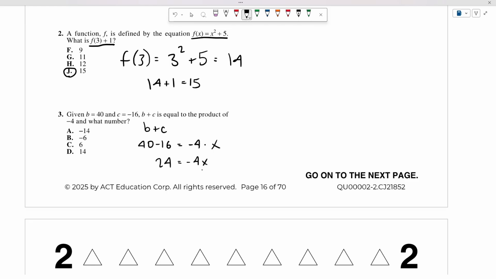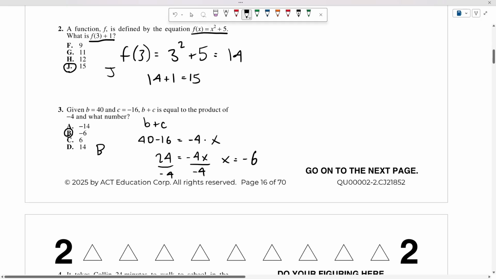So how do you find out what x is here, right? If you can get to this point, it's pretty simple. It's just a one-step equation. Divide both sides by negative 4, right? Then you get that x must be negative 6. So that one is B. This one is J up here.